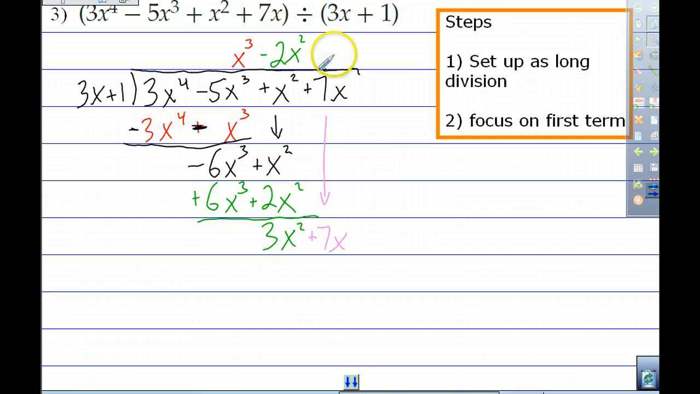3x times what is 3x squared? Just x. So we get 3x plus x. Change both signs. We'll get 6. So here's when we do have a remainder, right? So we go plus 6x over 3x plus 1.